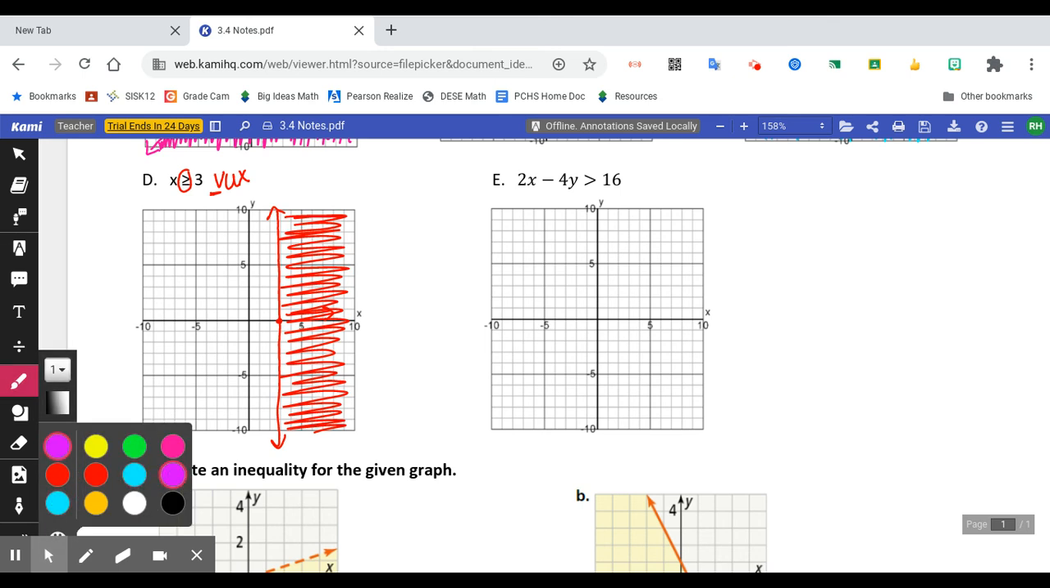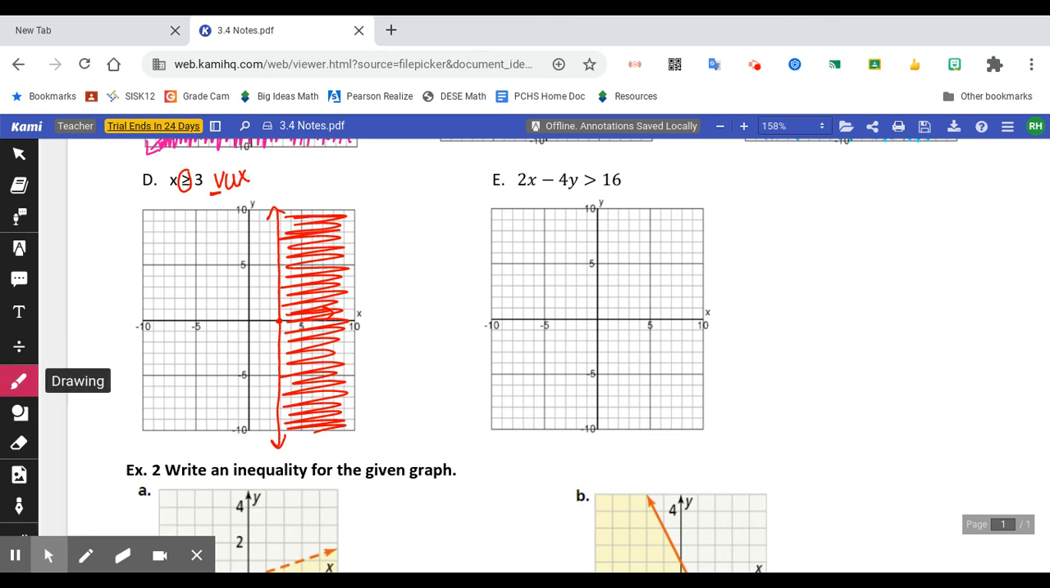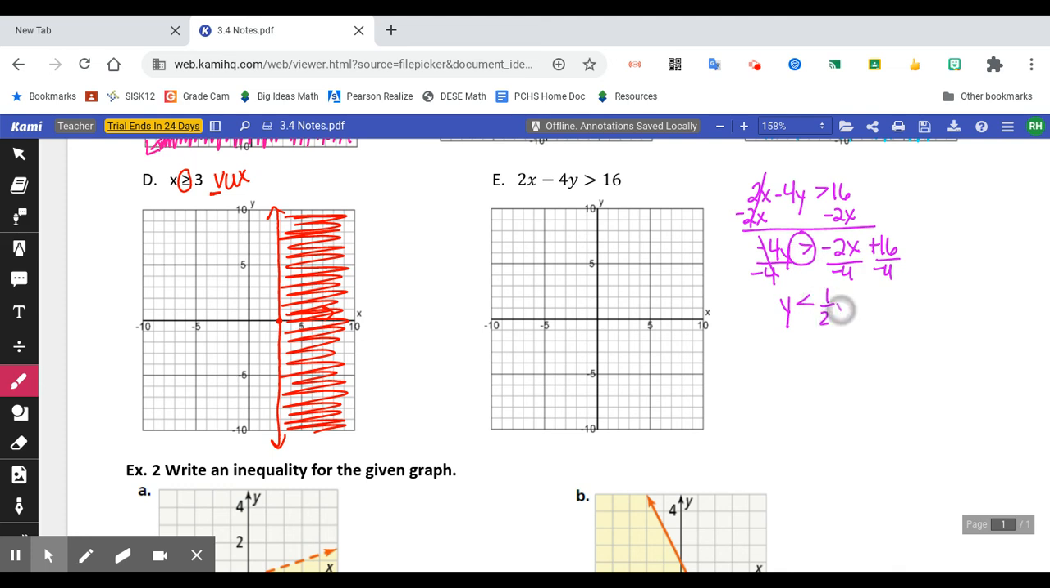This one is obviously in standard form, so we have to rewrite it. So 2x minus 4y is greater than 16. We're going to subtract our x. So negative 4y is greater than negative 2x plus 16. Divide by your negative. Now remember, if I divide by a negative, this guy has to flip. So I'm going to flip him around to less than. Negative over negative makes this positive.